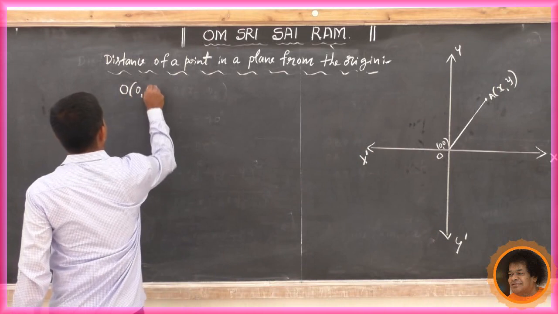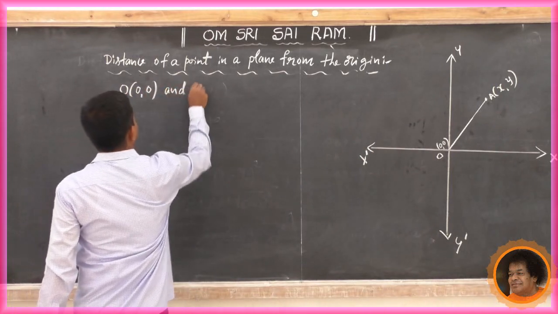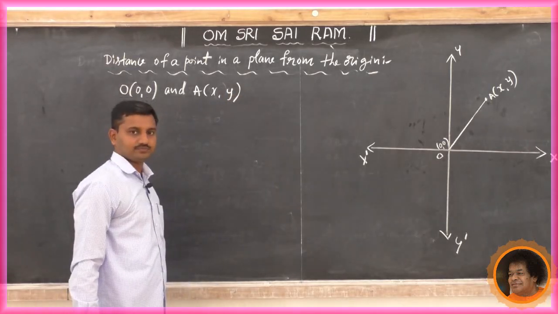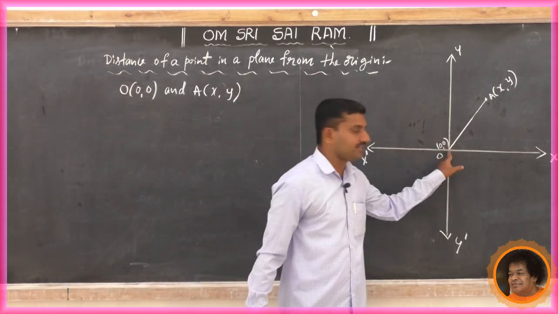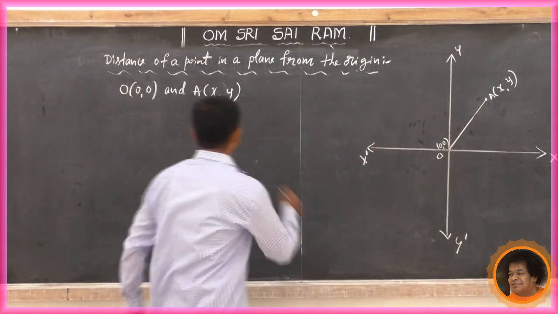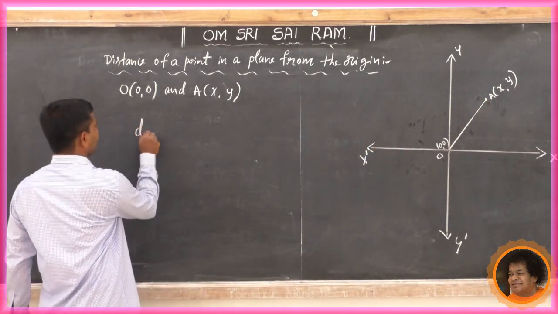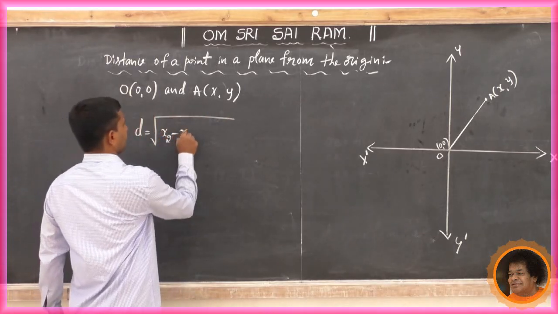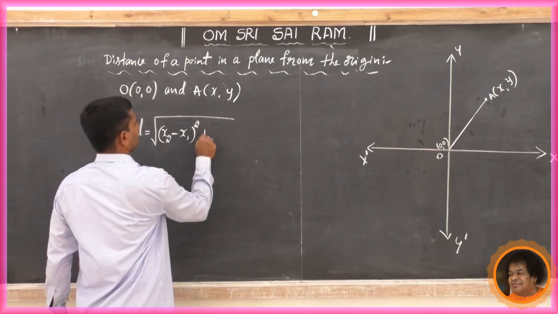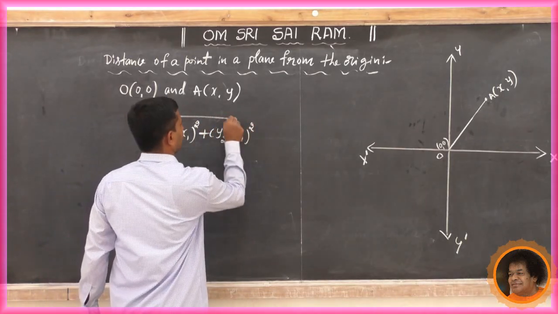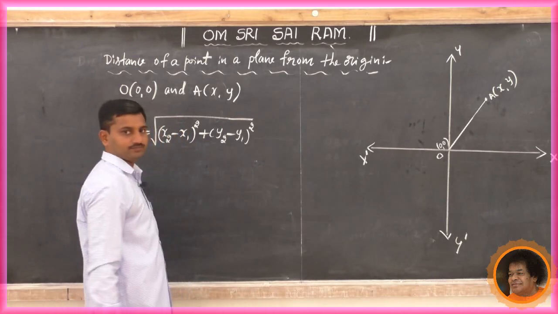O (0, 0) and A (x, y) are the two points. From the origin, what is the distance? So by the distance formula, what is the formula? D is equal to the square root of (x2 minus x1) whole square plus (y2 minus y1) whole square. So this is the distance formula.